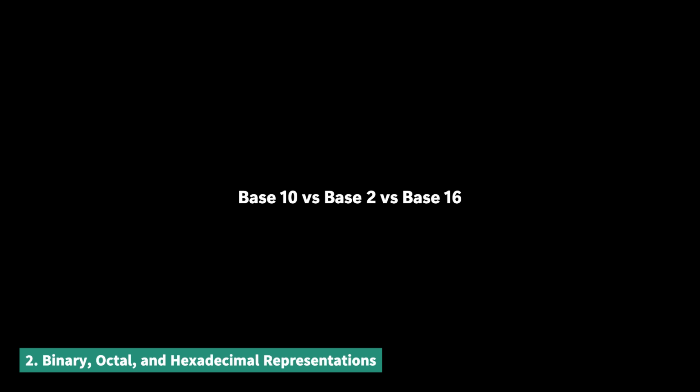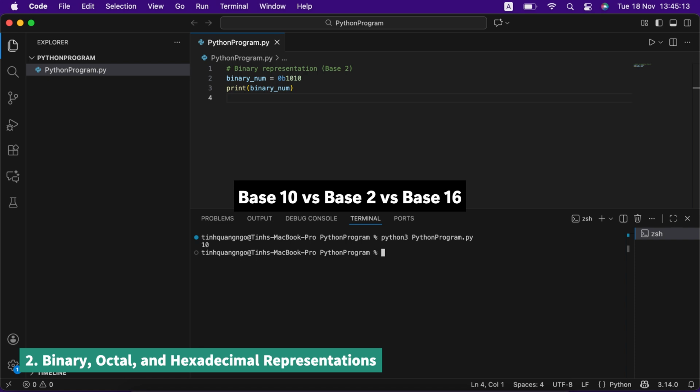Binary representation, base 2. To write a number in binary format, we prefix the digits with 0b. The number 0b1010 is interpreted by Python as the decimal number 10. The 0b simply tells Python how to read the digits that follow.